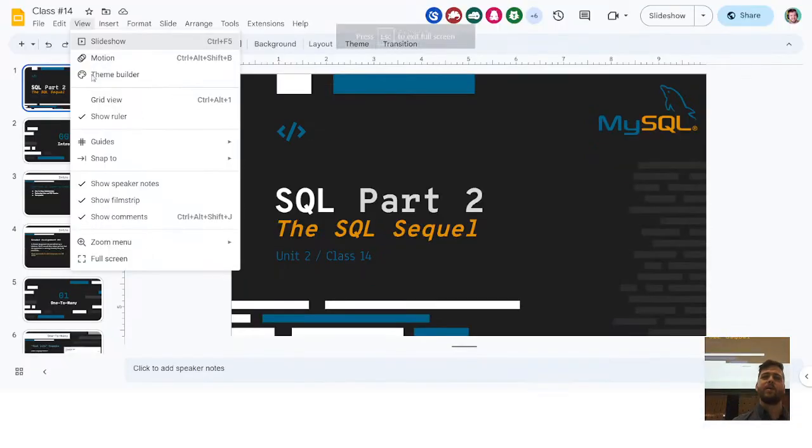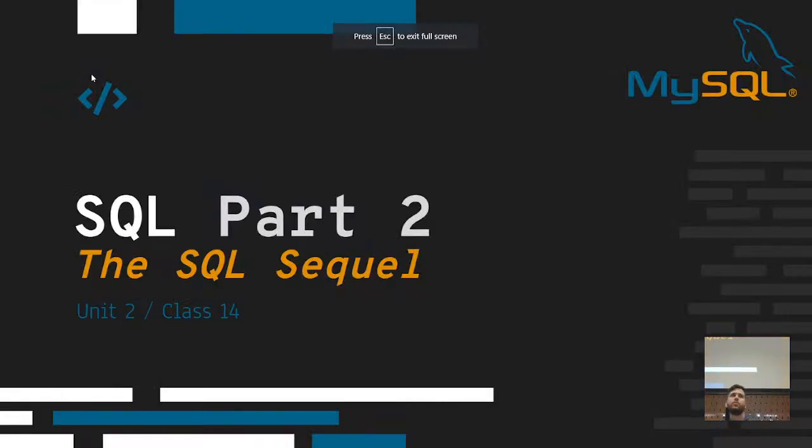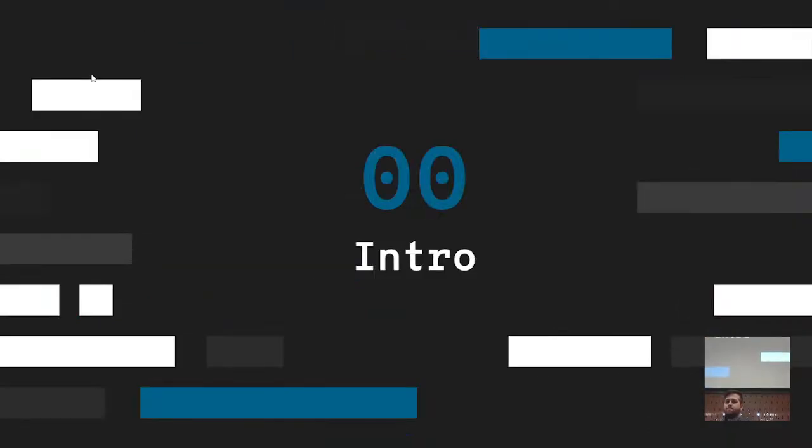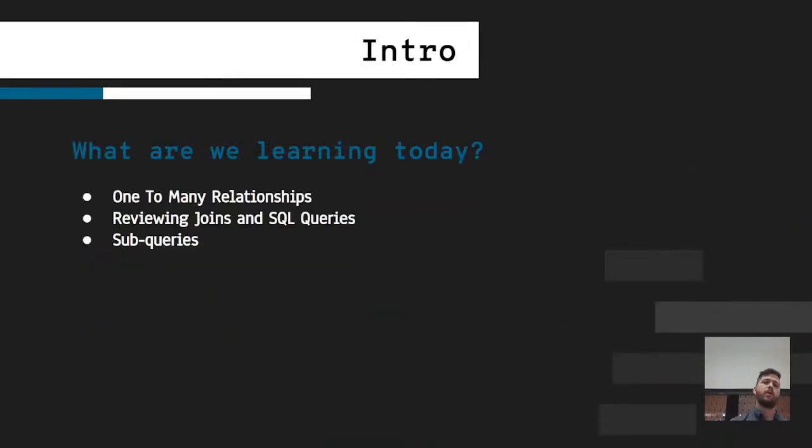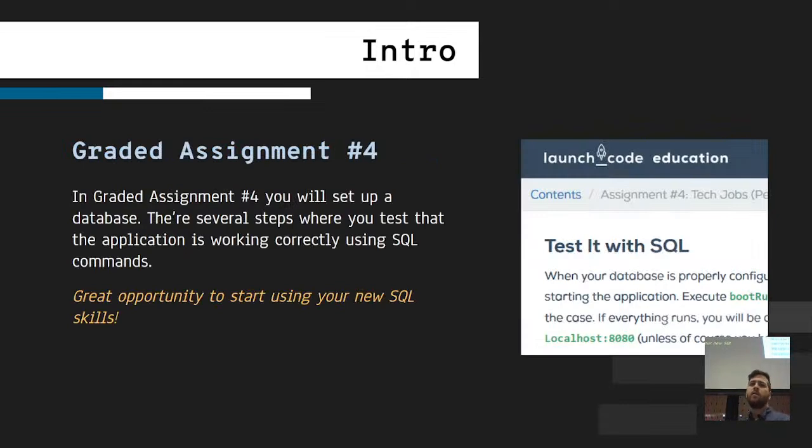All right. So we're talking about SQL today. This is the SQL sequel. We will learn about one-to-many relationships. We will review joins and SQL queries. And then we'll also learn about subqueries, which is kind of a whole conversation itself. A few things that we really won't get into depth on are things like many-to-many relationships, and those are very useful. So that would be a great continuing learning thing outside of this.